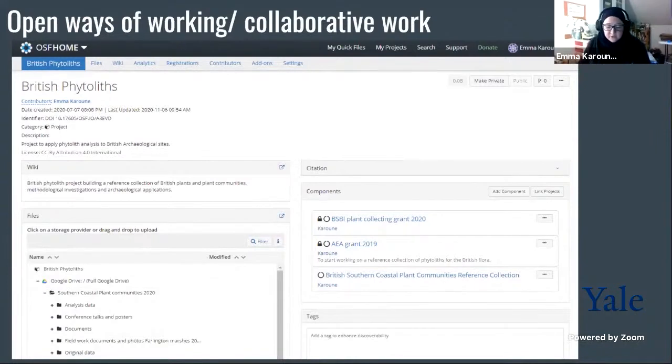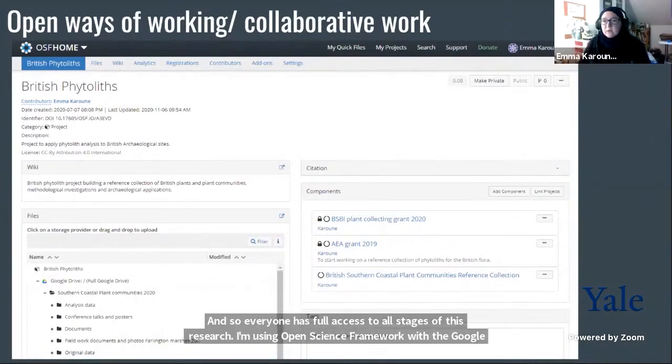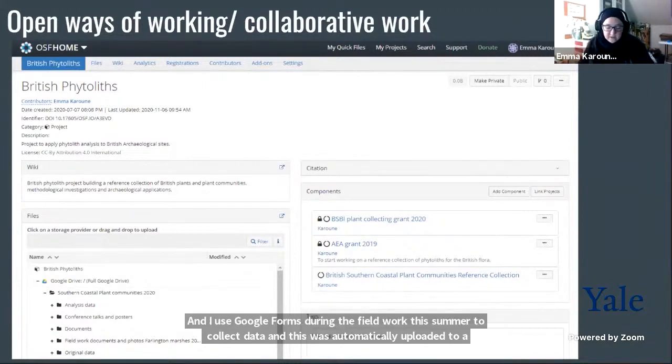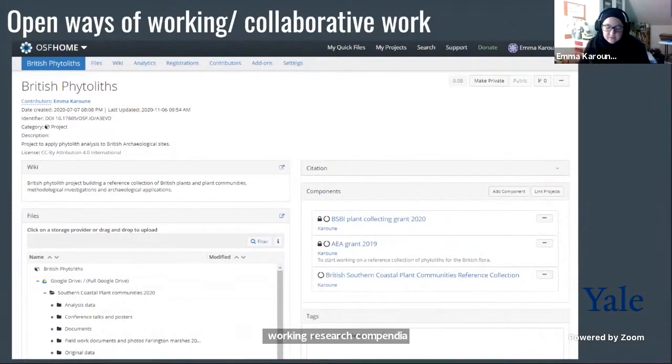The reference collection will be held as slides, and it will also be herbarium samples of the plants. It will be held at Historic England's laboratories, as is the case with their other reference collection. I am also working collaboratively with colleagues at Bournemouth University so that we can replicate modern analogues for the plant communities to increase the robustness of the methods that I'm developing.